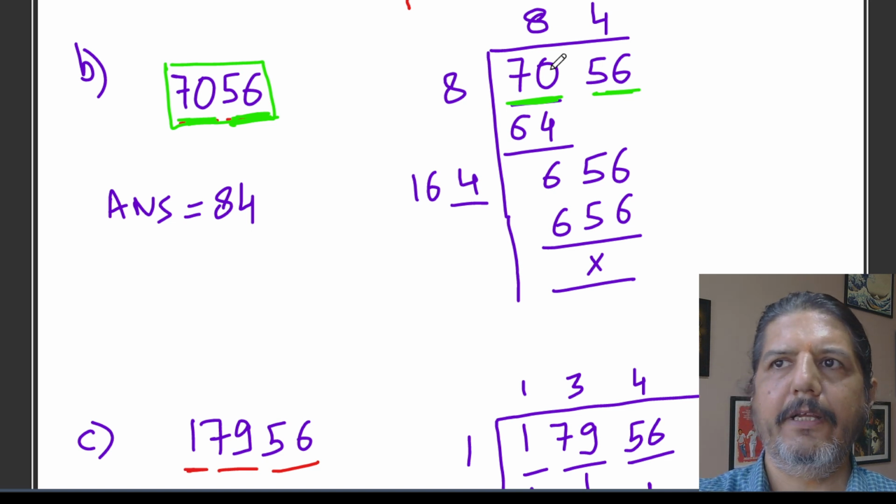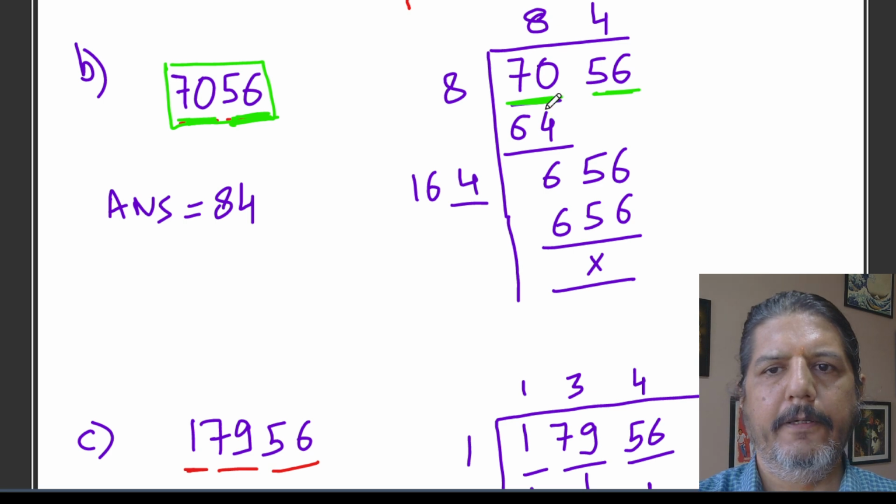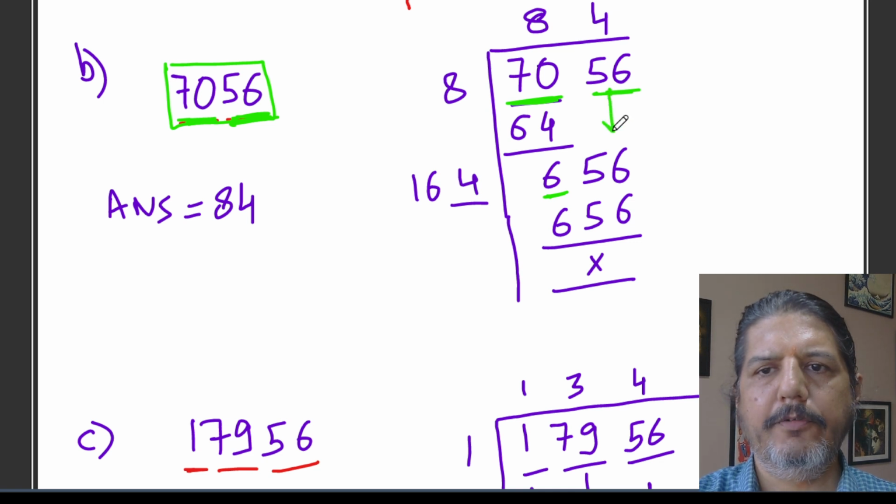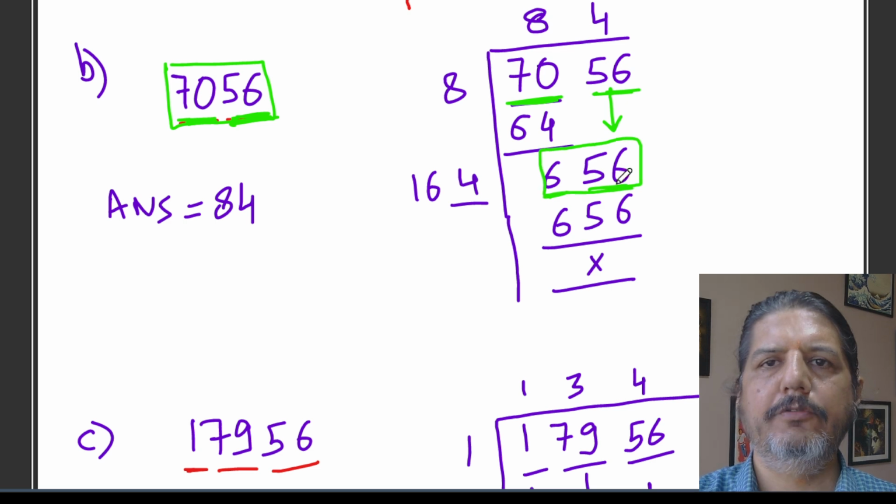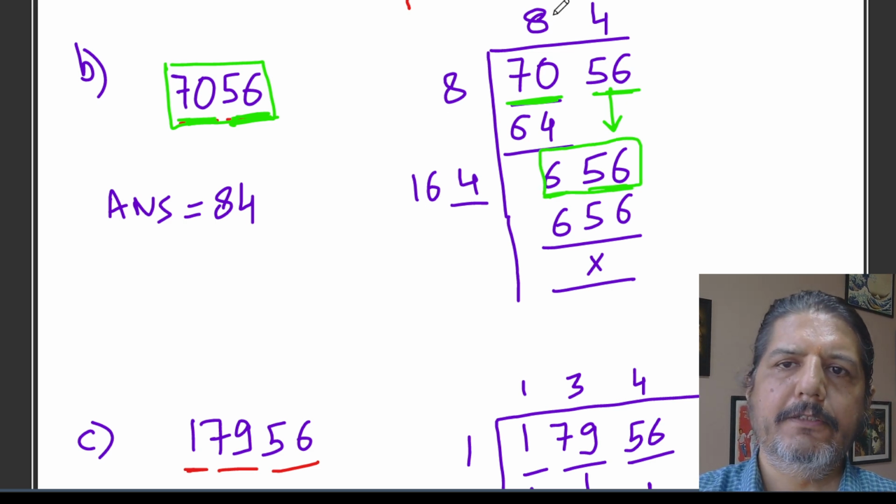9 nines are 81. 8 eights are 64. So 64 is the correct number. If I put 64 here, the remainder is 6. Then the whole of this pair 56 will come down. So my new number which I have to focus on is 656. And on this side, I have the quotient 8.